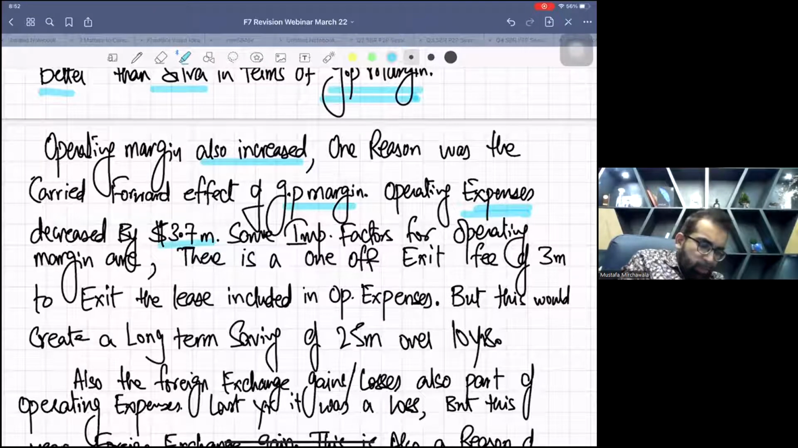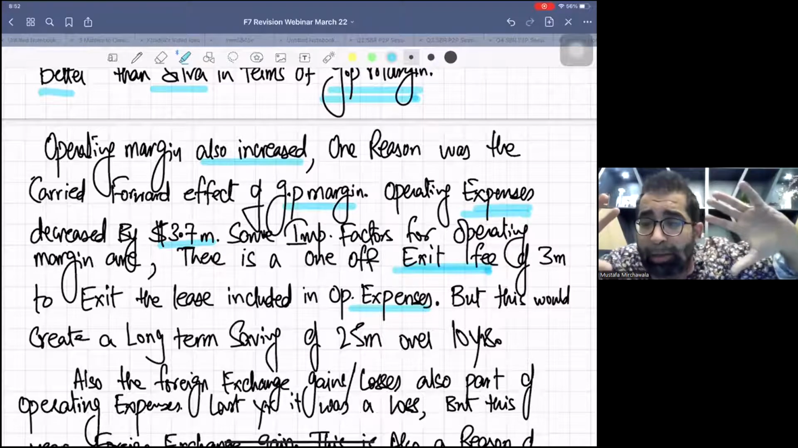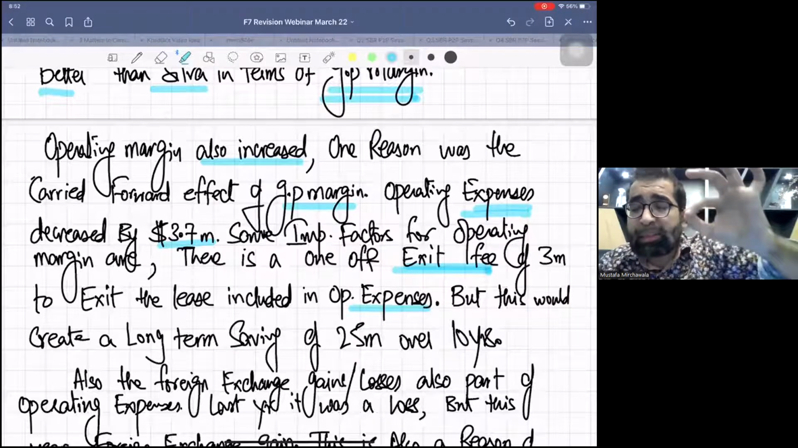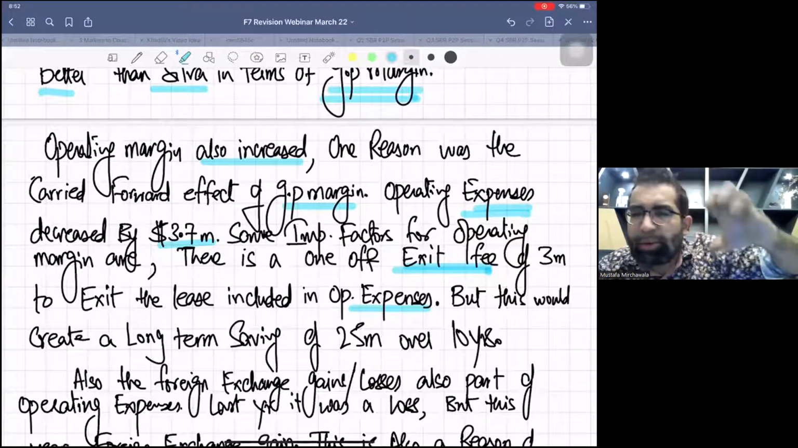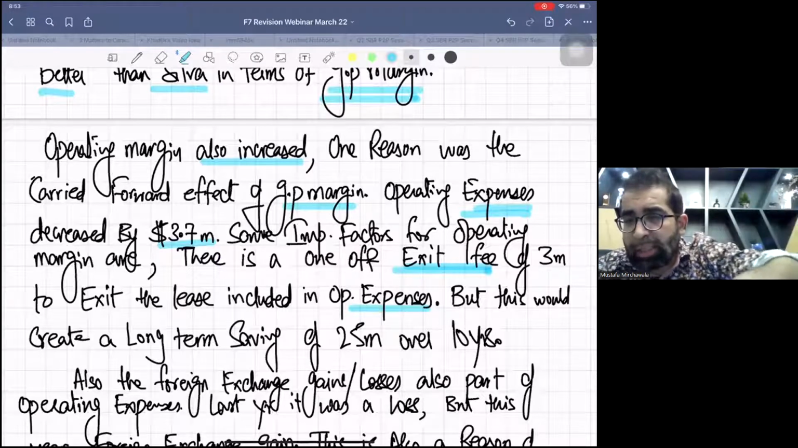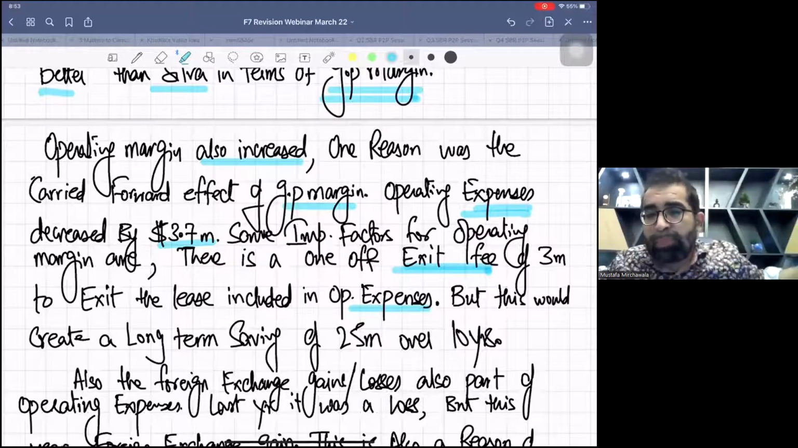Some important factors for operating margins are: there is a one-off exit fee of 3 million to exit the lease, included in operating expenses. We could have seen more good effects in operating margin, but just because of these one-off hits, we didn't find a much better result this time. Just think, if these payments wouldn't be there, we would be in a better position. But as we have to bear this one-off hit, yes, it is again not bad at all.